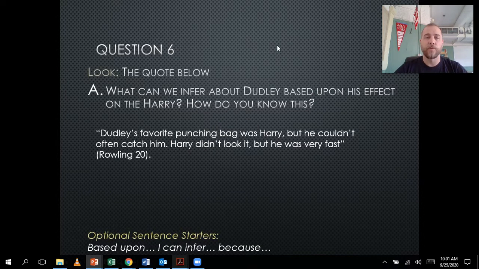How about this? This is a quote from Harry Potter. What can we infer about Dudley based upon his effect on Harry, and how do you know this? "Dudley's favorite punching bag was Harry, but he couldn't often catch him. Harry didn't look it, but he was very fast."